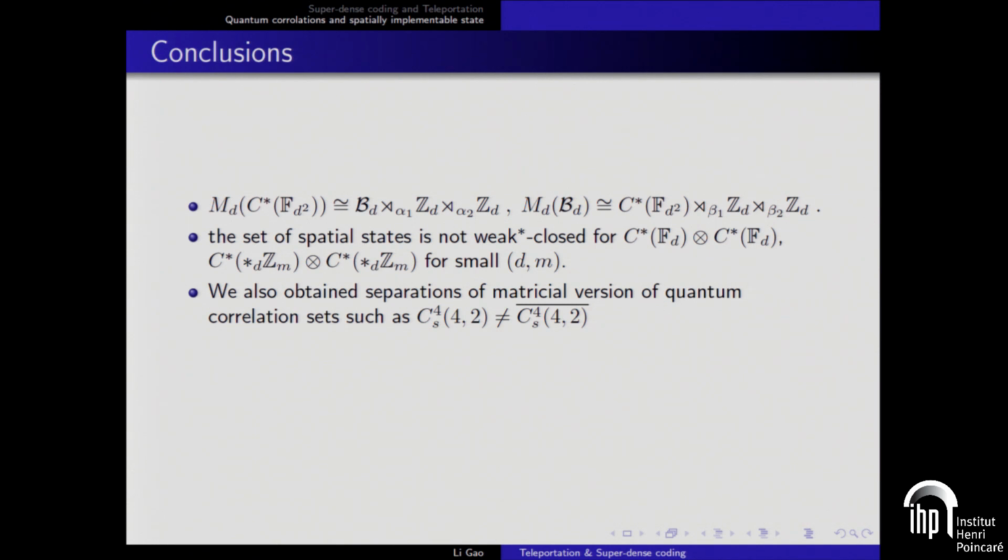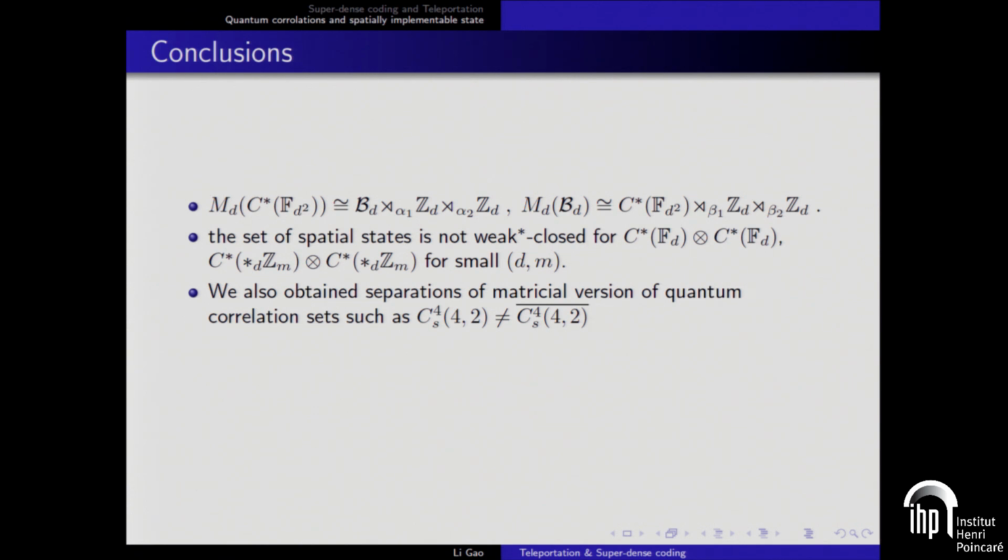Beyond that, we show the set of spatial states is not weak-star closed for the tensor product of the free group C-star algebra, and also for the group C-star algebra of the free product of cyclic groups, for small d and m. This is not mentioned in detail, but we also obtain some separation of matrix-valued correlation sets for some small d and m.